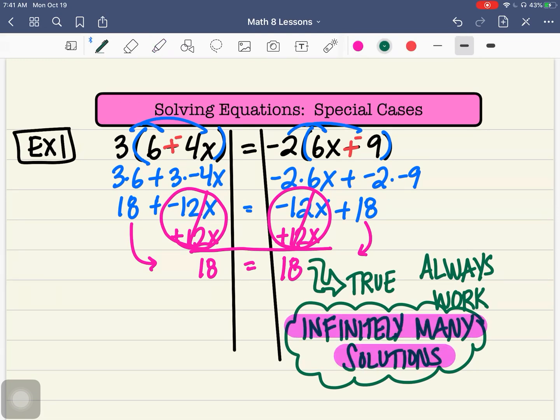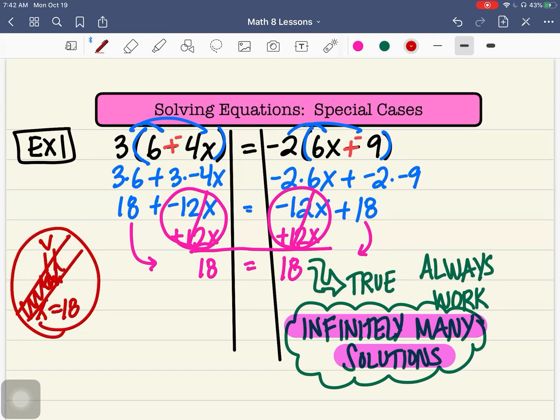Do not, and I'll even put the face in here, do not say that x equals 18. Don't do it. X does not equal 18. X can be any number. That's why we say there are infinitely many solutions. 18 just happens to be the number that we see in this equation that tells us that no matter what, it's always going to be the same on the left as the right. Okay, so that's the first special case: when we have infinitely many solutions.